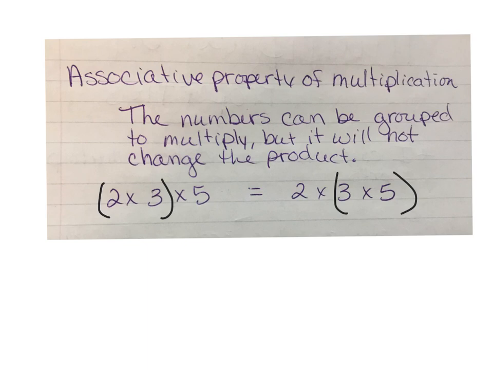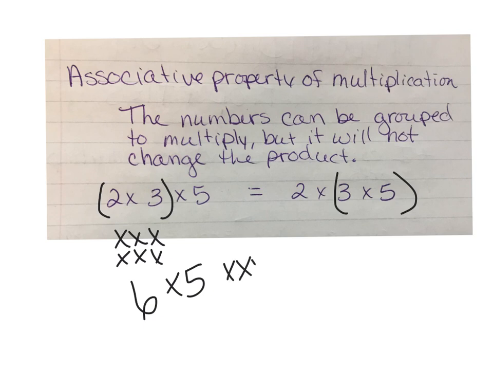So over here, if I have 2 groups of 3, 1, 2, 3, 1, 2, 3, I have 6. And then I'm going to take that 6 and I'm going to multiply it by the 5. So now I need 6 groups of 5.